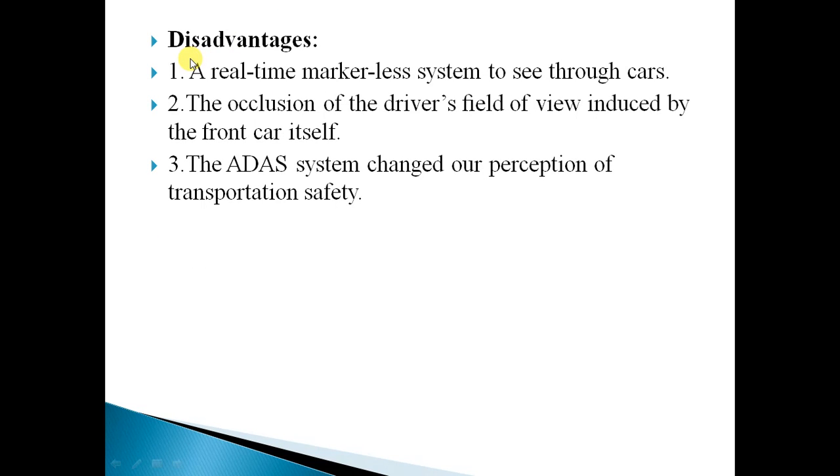So this existing system has some disadvantages. It is not a real-time markerless system when it comes to see-through cars, and the occlusion, the part which is covered by the front car, will not be displayed to the rear car. It will only be covered by the front car itself. And ADAS, advanced driver assistance systems, will change our perception of transportation safety.